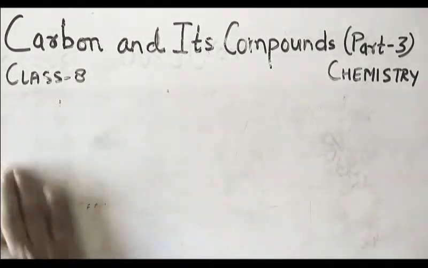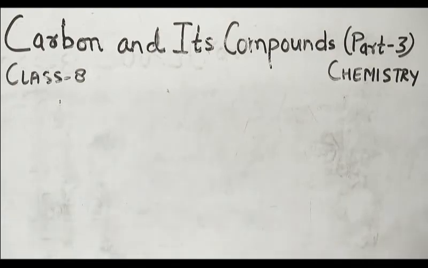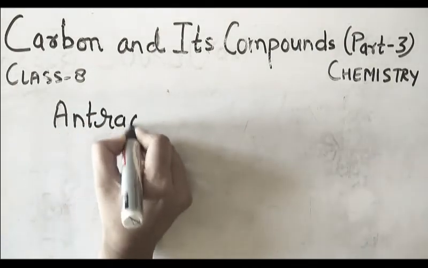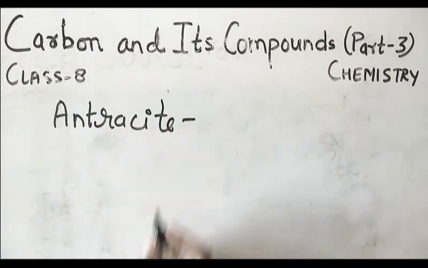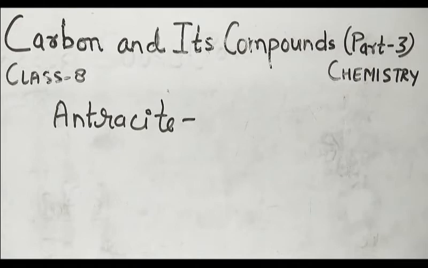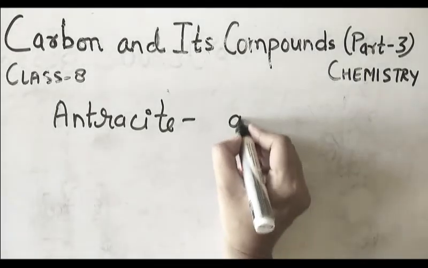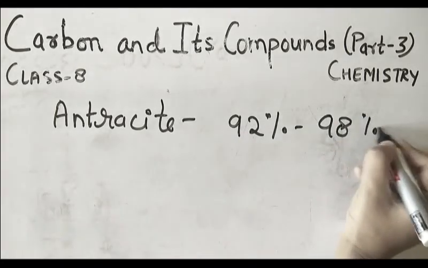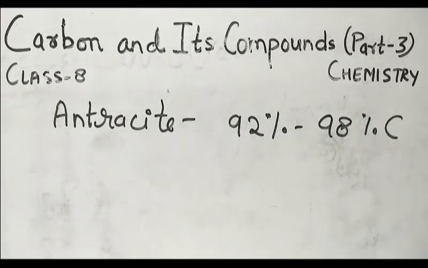Now the third form of coal is anthracite, and this anthracite is also known as hard coal, and it is the pure form of coal which is having 92% to 98% of carbon. Okay, and it was the completely decayed form of coal.